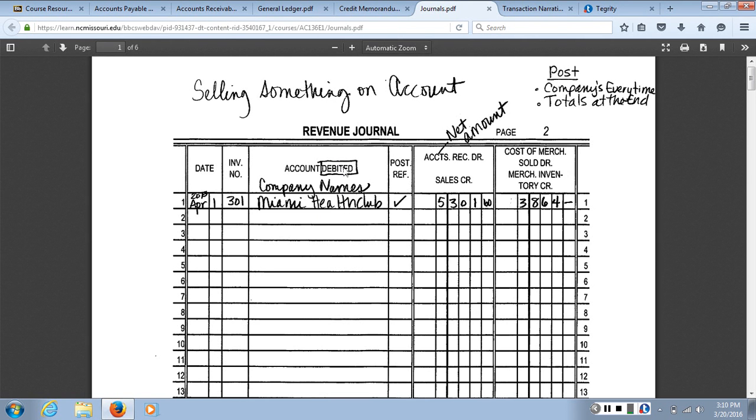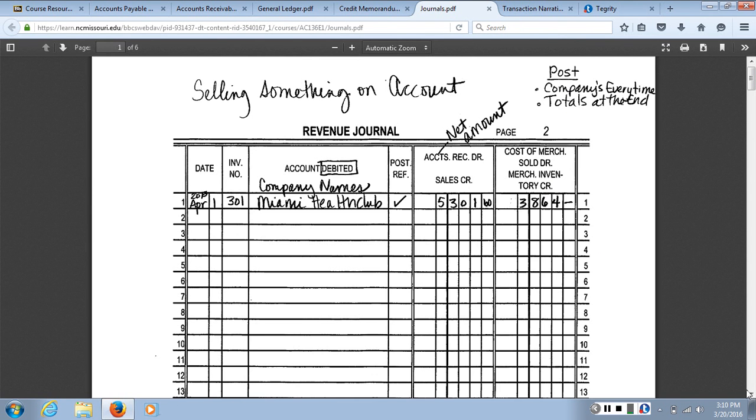They are going to be debits. It says that right up here. And then at the end, when you get completely done, you will post the totals. The totals of these two columns here will go to what they say. Accounts receivable is a debit, sales is a credit, cost of merchandise sold is a debit, and merchandise inventory is a credit. For some reason, DR stands for a debit. I don't know where they got that, but anyway.